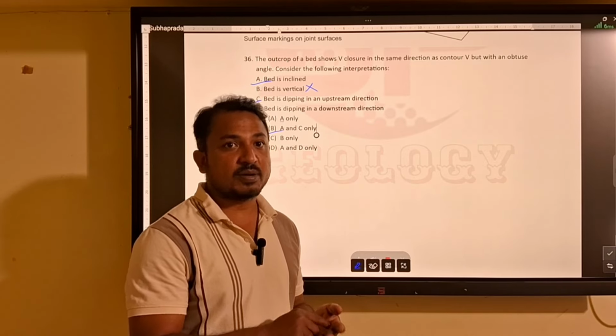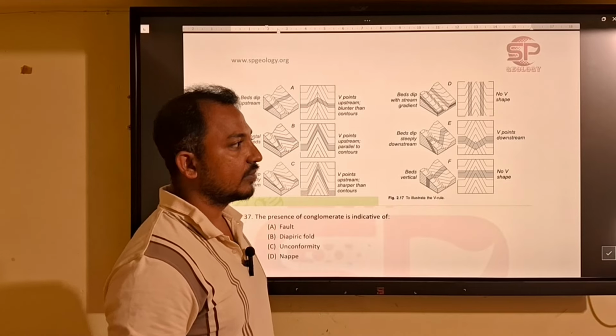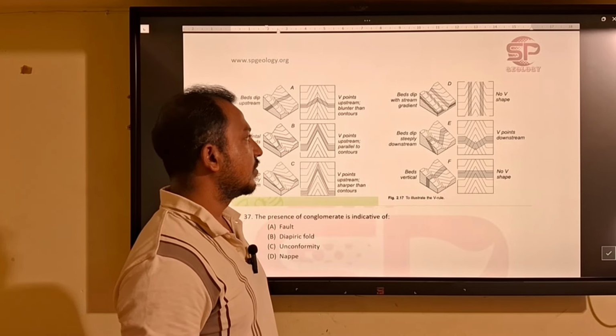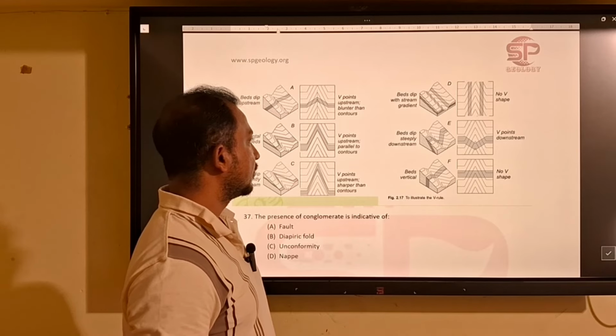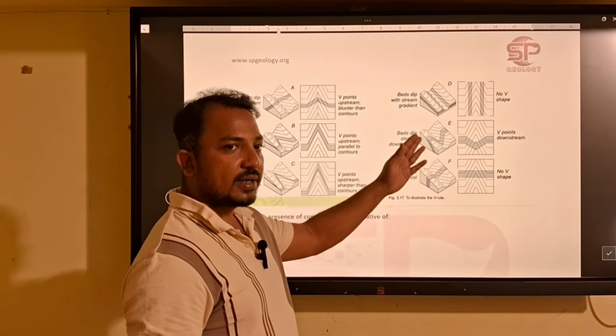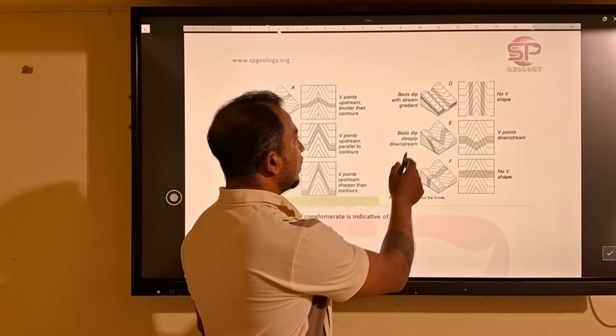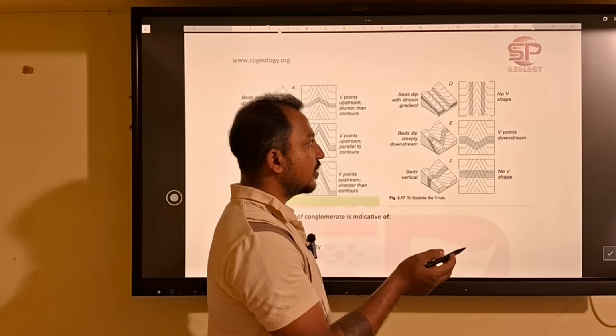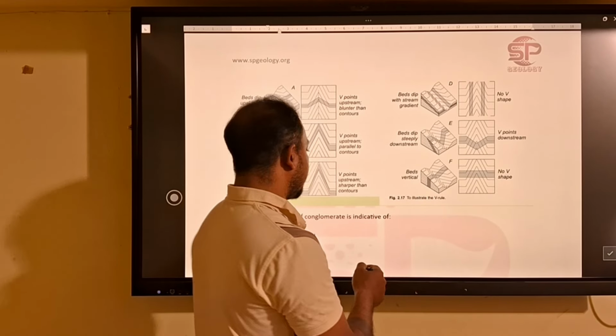You can see here. Bed dipping downstream, V points upstream. Bed dipping downstream, V points downstream. When the bed is gentler than the valley, the V points upstream. When the bed is steeper than the valley, then the V points downstream.